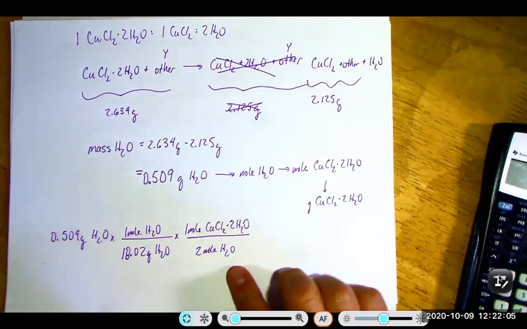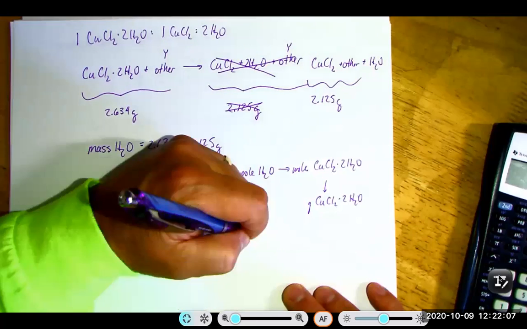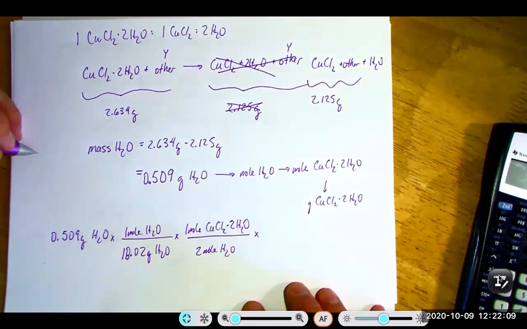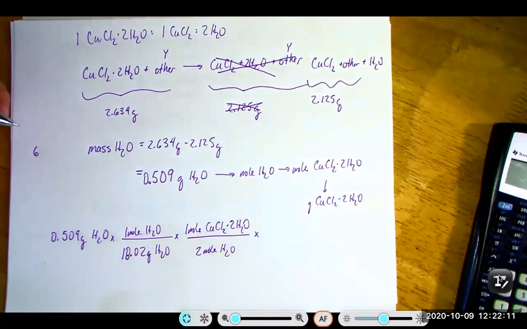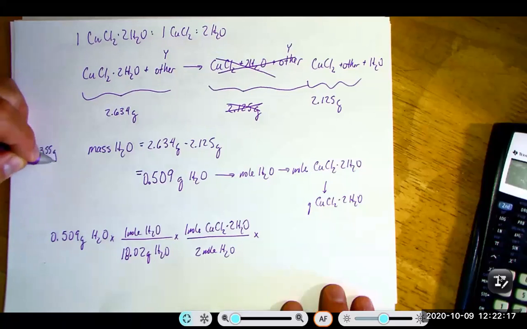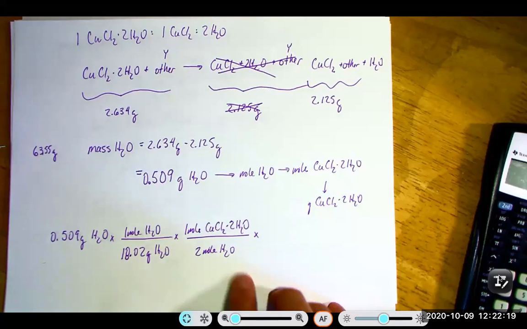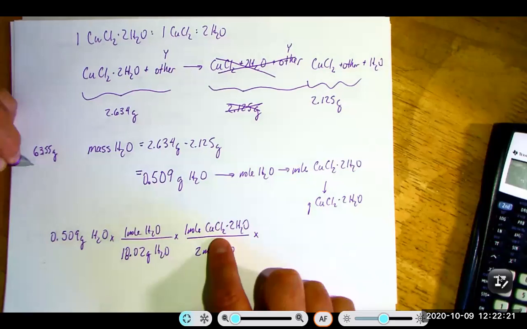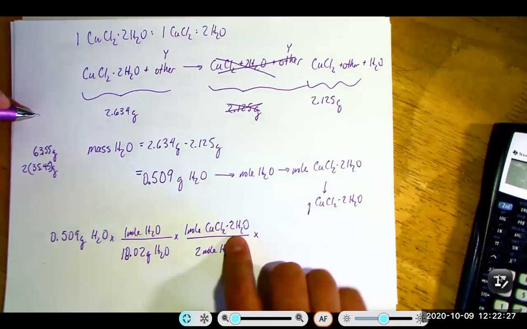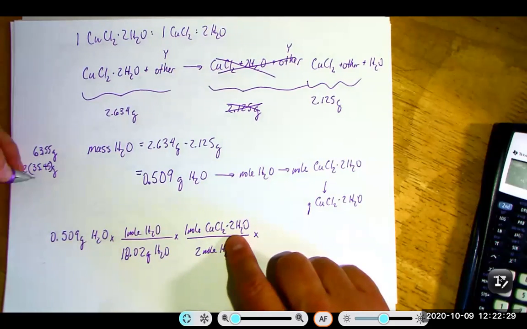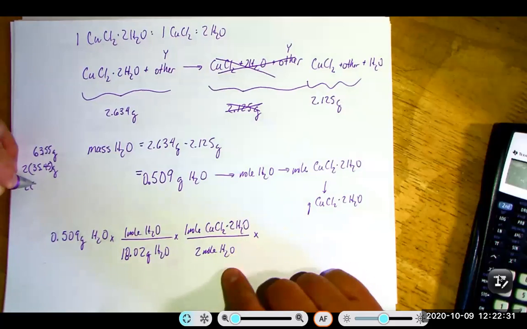And then I need the molar mass of copper 2-chloride dihydrate. Copper is 63.55. Chlorides are 35.45, and there's 2 of them. There are 2 H2Os, so I'm going to put 2 times 18.02.